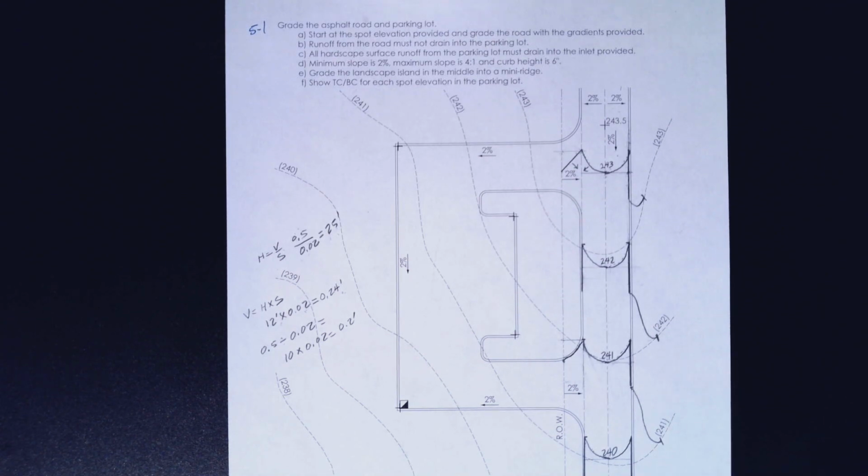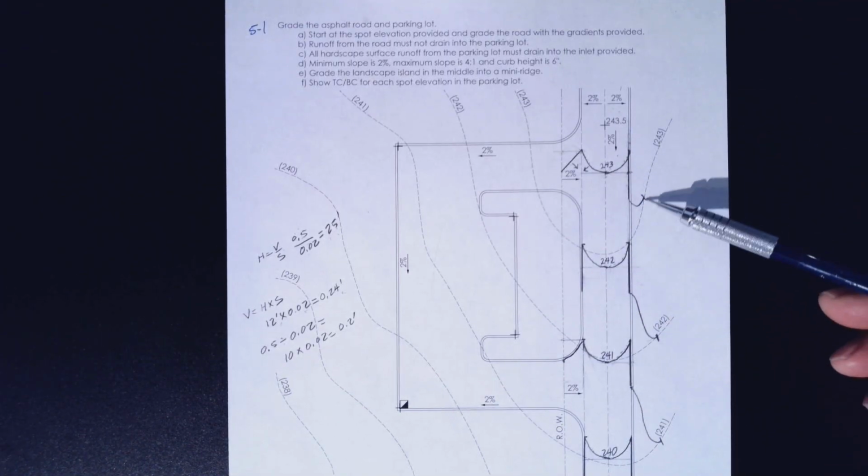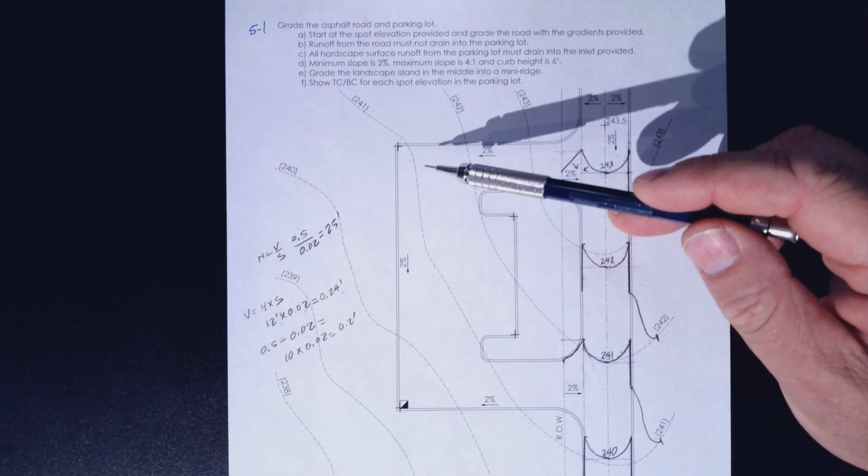Okay, this is exercise 5-1, part 2. In the first video, we graded the street and tied into the existing contours over here. Now we are going to grade the parking lot.